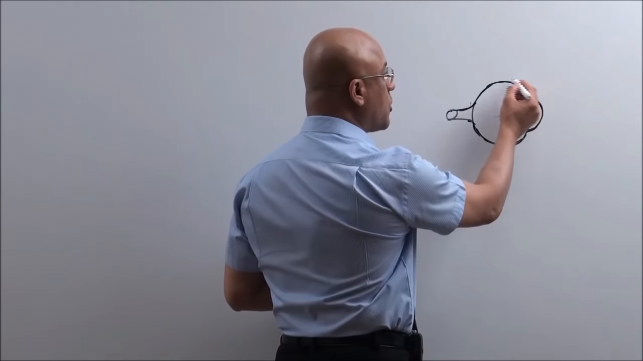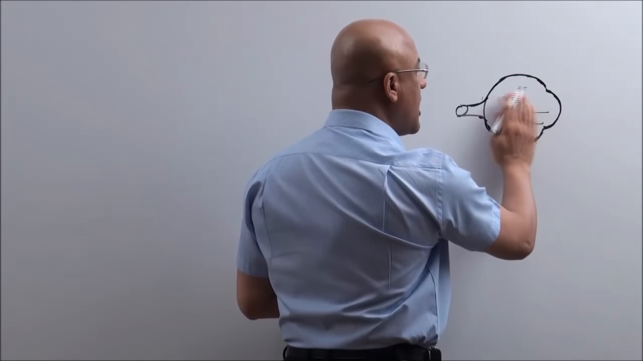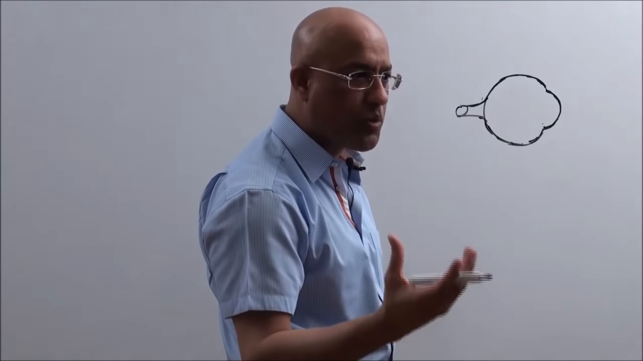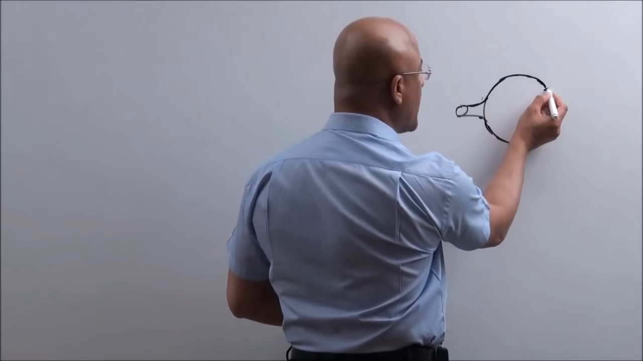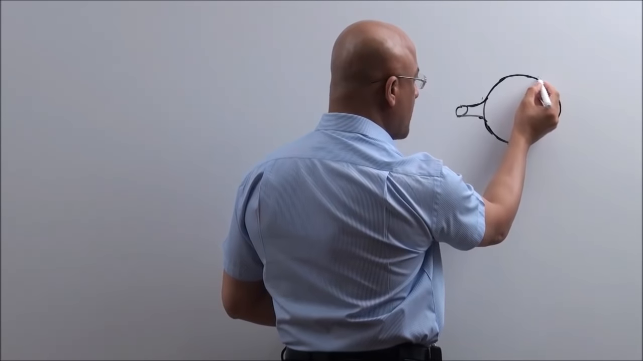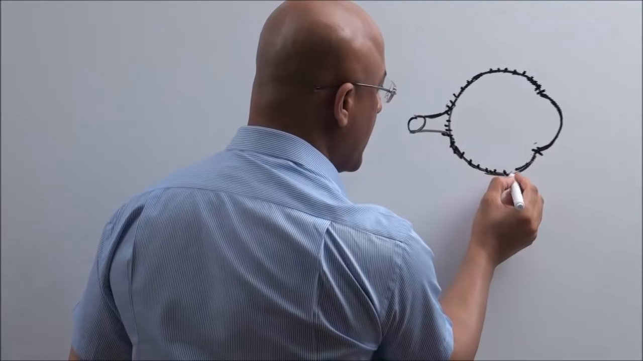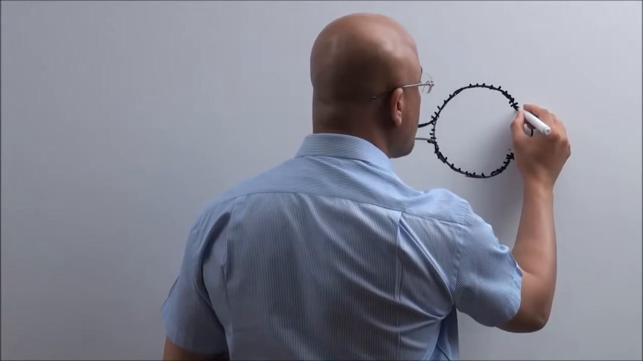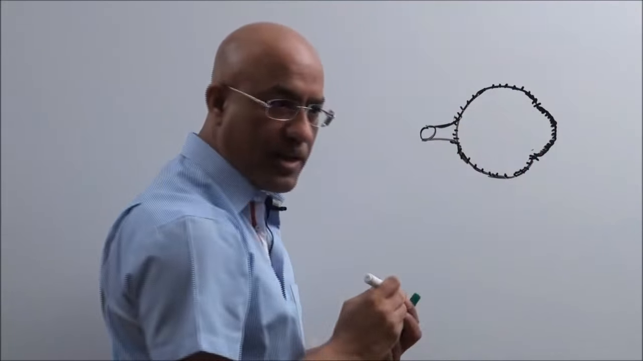First of all, I told you there are three layers of the eyeball. Here I have drawn only the outermost layer of the eyeball, which is the protective layer. It protects the very delicate structure inside, right? From here up to here, all this layer is called sclera. It's a very tough membrane, the sclera. And here is the transparent part, and this transparent part is called cornea. So this is the outermost layer.